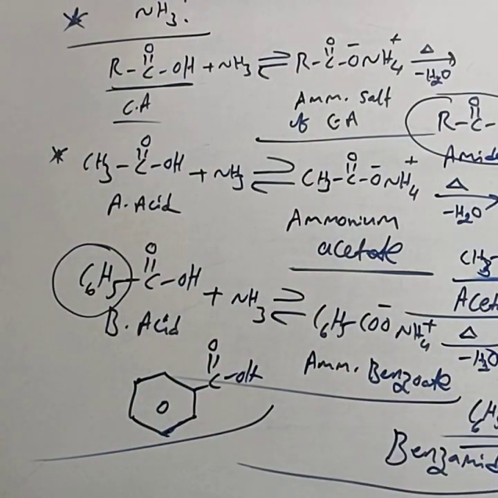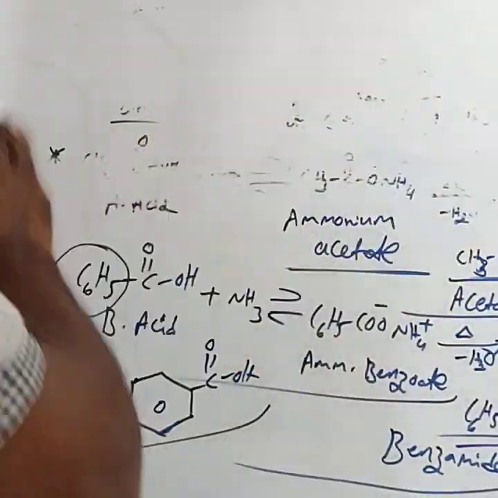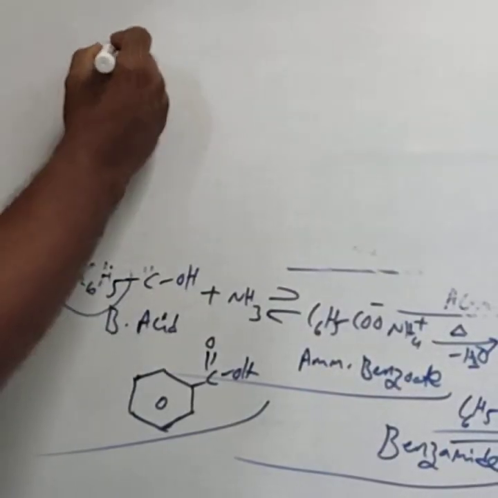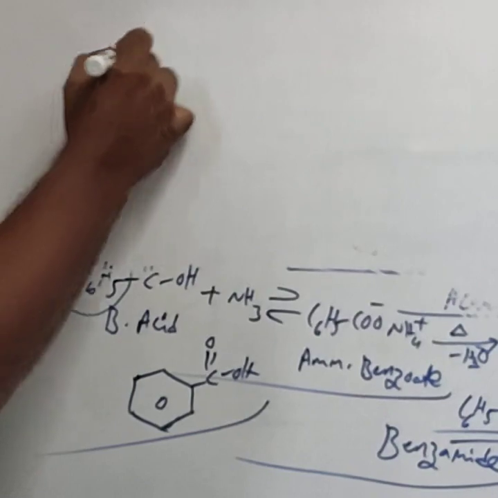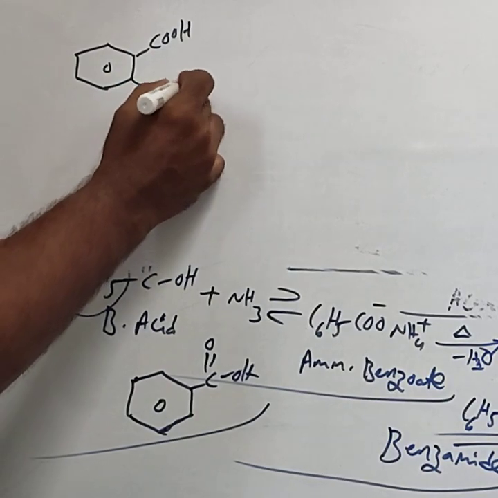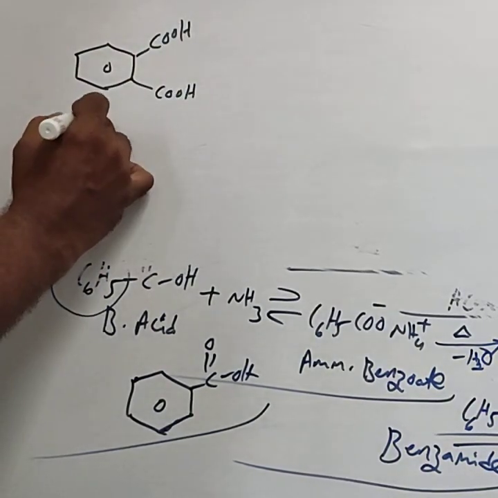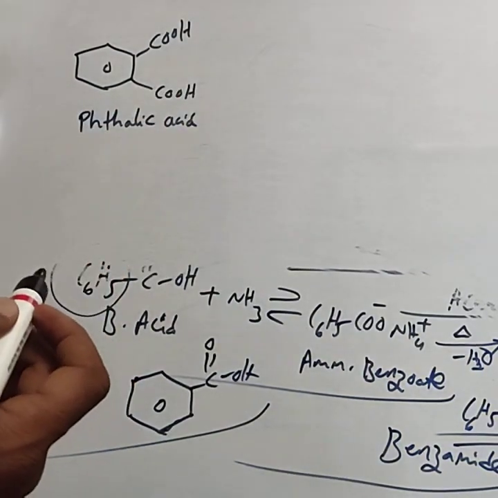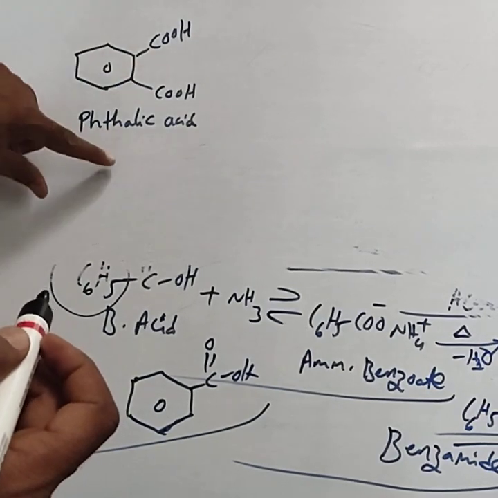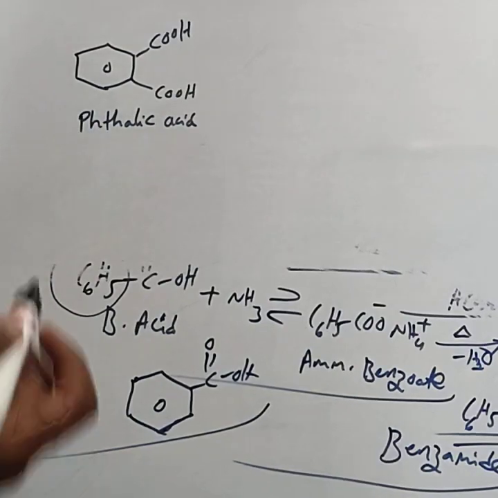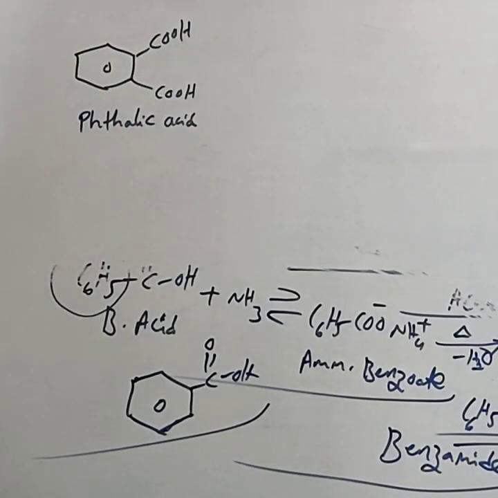One more example is phthalic acid. Phthalic acid means you take benzoic acid, and at the ortho position, if you write one more COOH, it is called phthalic acid. In the nomenclature, I already mentioned the phthalic acid formula. At the ortho position, COOH present, then it is called phthalic acid. If you consider the para position, then it is called terephthalic acid. Terephthalic acid is very important.